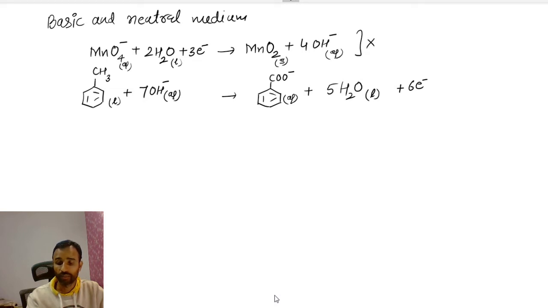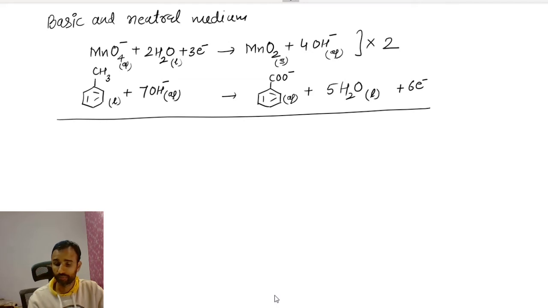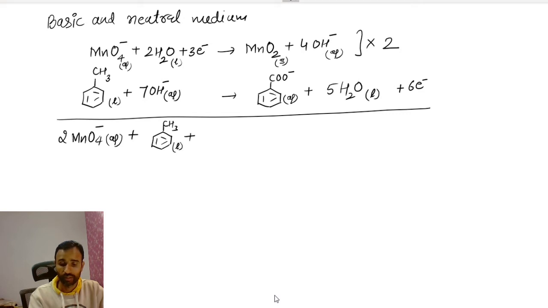Now it is multiplied by 2 to balance the electrons. So we get 2 MnO4 negative plus 1 mole of toluene plus, see, 2 to the 4, on this side 5, so it remains on this side 8 and 7. So again OH negative also remains on the other side.